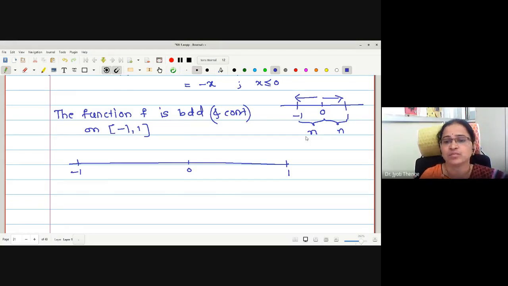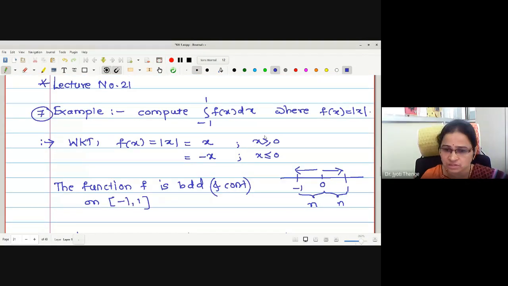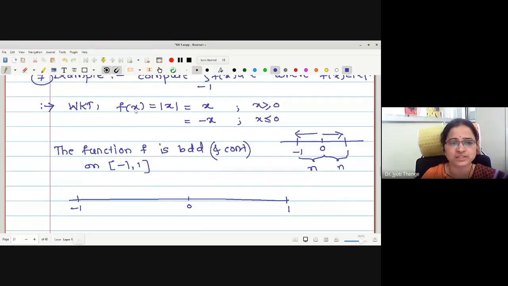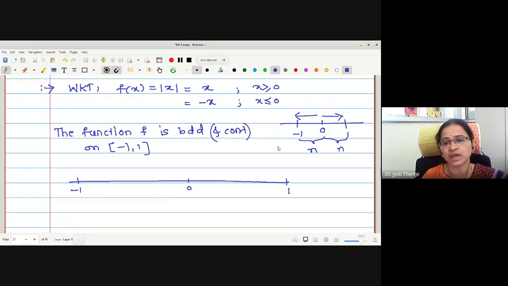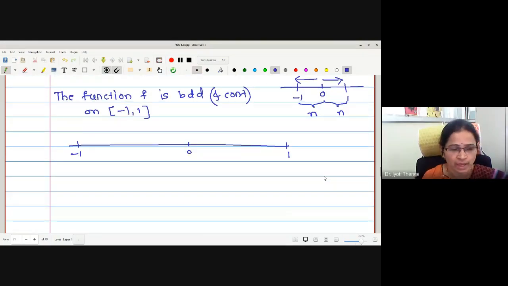Why? Because for x non-negative the function behaves differently, and for x non-positive the function behaves differently. Therefore, as the nature of the function is different for non-negative and for non-positive, we will make n equal parts of this negative side and of this positive side. Okay, and the partition we will make: this total length is 2. We want to make 2n parts.